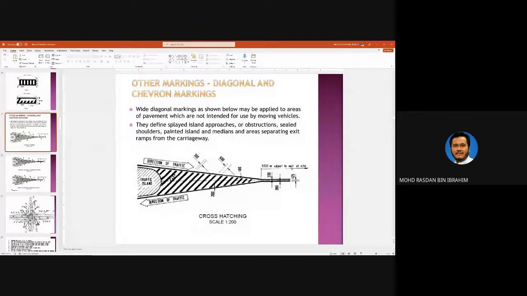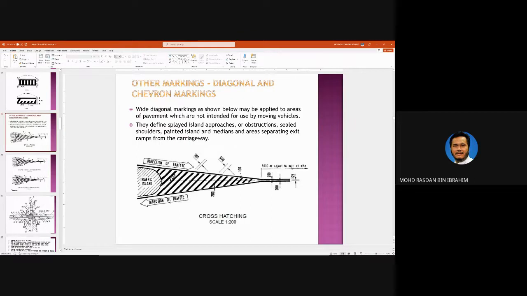Cool. Okay, now you have chevron markings or diagonal markings. The important part here is the angle and the width of the markings and the gaps. And also, you need to make sure that the angle is correct with respect to the direction of the traffic. So you can see the direction this way, then the angle is towards this way.